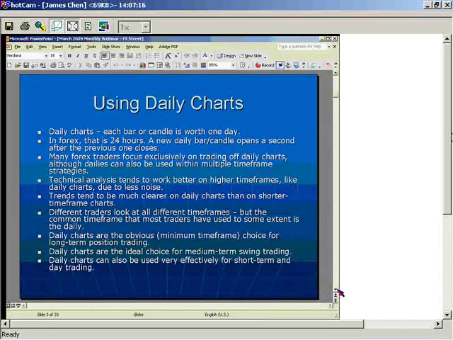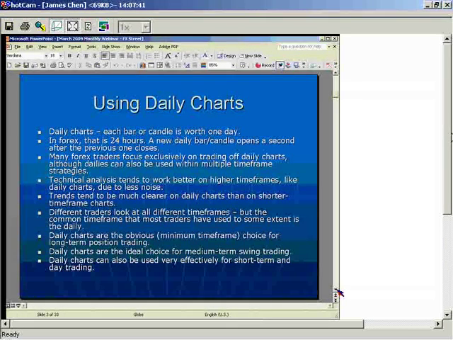Basically, it's very hard to find gaps between bars or candles on daily charts because the next bar or candle opens a second after the previous one closes. So you don't have what you see in the equities markets or the futures markets, where you're going to be seeing gaps between the bars.